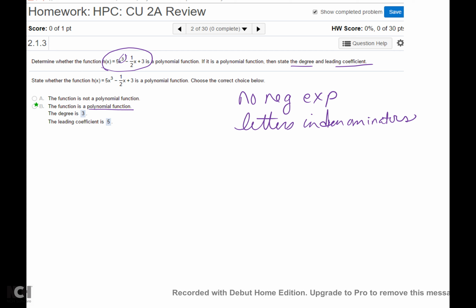The degree is the highest degree or the highest exponent, and the leading coefficient is the coefficient touching the letter with the highest degree. So my leading coefficient is 5.